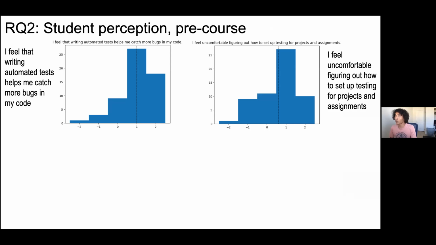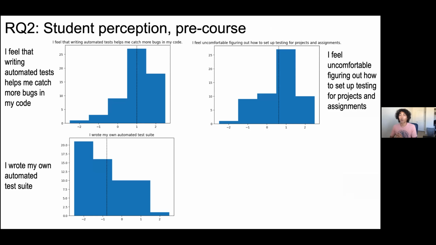But if we take a look at the second graph in the second statement, I feel uncomfortable figuring out how to set up testing for projects and assignments. We see that a majority of students also agree to this statement as well, when we begin to see what may look like a little bit of a gap. Furthermore, when asking students whether or not they wrote their own automated test suites, a majority disagreed.